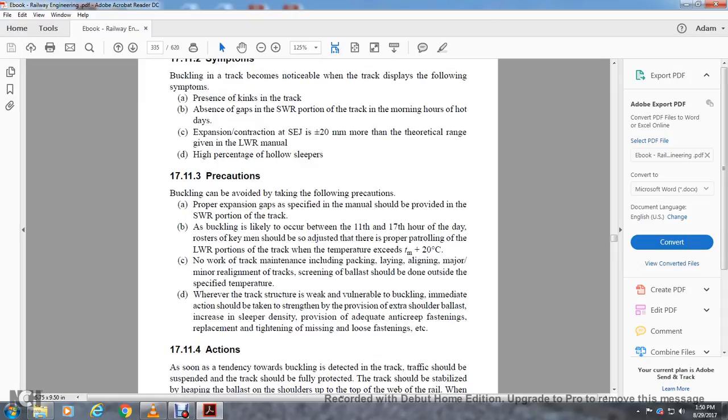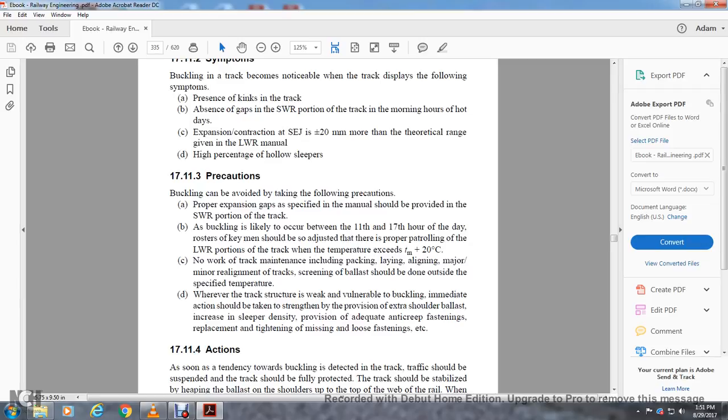17.11.3 Precautions. Buckling can be avoided by taking the following precautions. Proper expansion gaps as specified in the manual should be provided in the short welded rail portion of the track. As buckling is likely to occur between the 11th and 17th hour of the day, the rail keys should also be adjusted. Proper patrolling of the long welded rail portion of the track should be done when the temperature exceeds plus 20 degrees Celsius. No work with the traction motor included, packing, lifting or lining made for minor realignment, or screening of ballast should be done outside of the specified temperature.